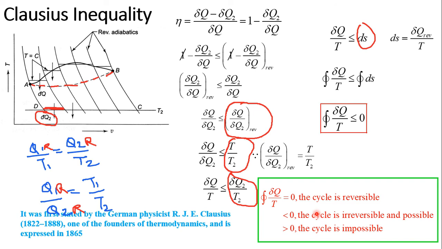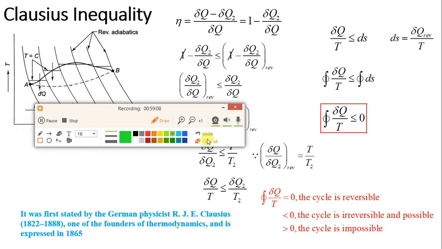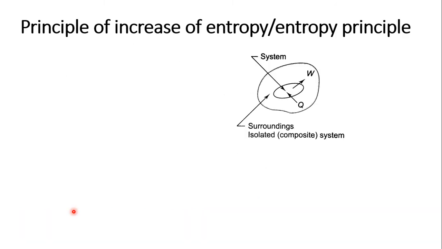Now, let me clear all the screen. This Clausius inequality was stated first by a German physicist, R.J.E. Clausius. He is one of the founders of thermodynamics, and this Clausius inequality was expressed in 1865. Next concept, principle of increase of entropy. Again, you will have numericals on this. We will cover this in the next lecture.